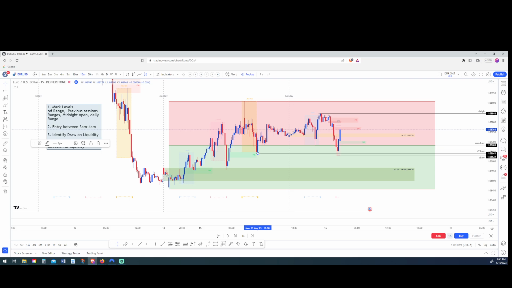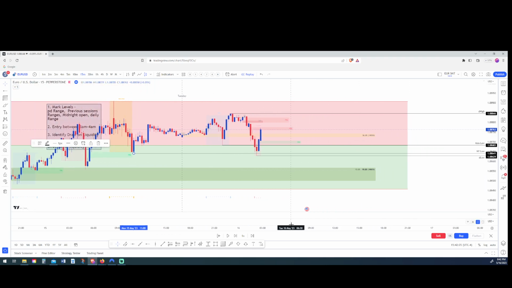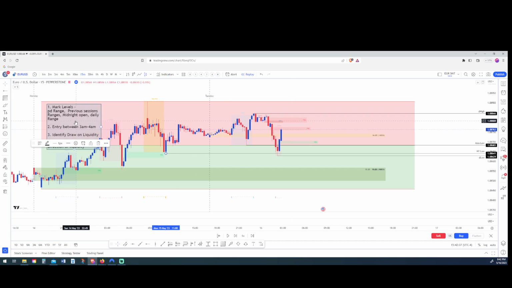So what hopefully you're aware of is the Silver Bullet times are between 3 and 4 a.m. New York time. Ideal for me because I'm based in the UK. So this is 8 in the morning till 9 in the morning my time.